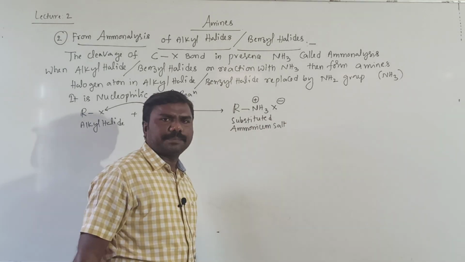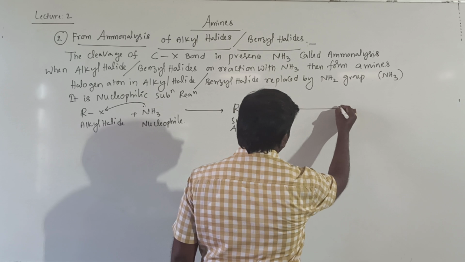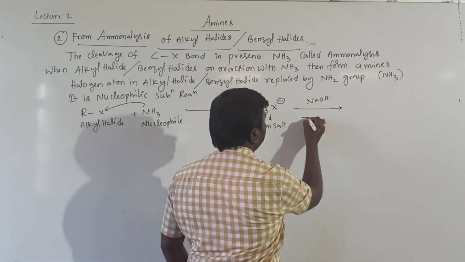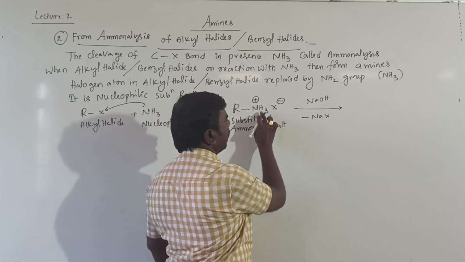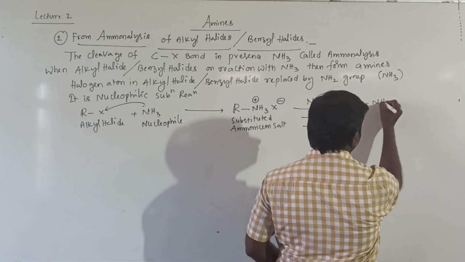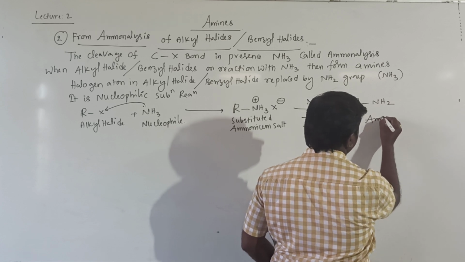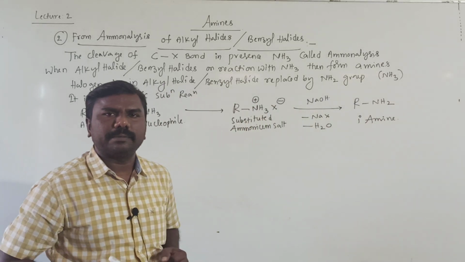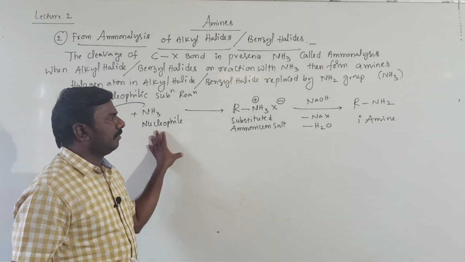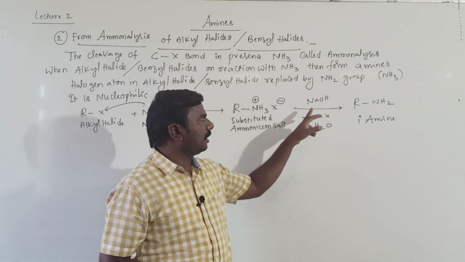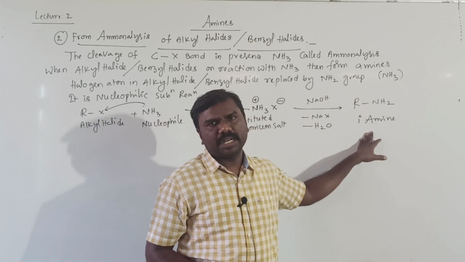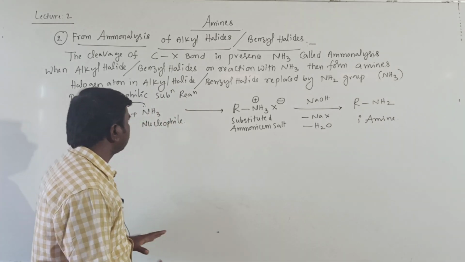Substituted ammonium salt. So on treatment with NaOH, students, Na and X will be removed as NaX. OH and one H removed as H2O. Then what is left is RNH2. It is a primary amine, students. So alkyl halide reacts with ammonia, then forms a substituted ammonium salt. This on treatment with a strong base then forms a primary amine.